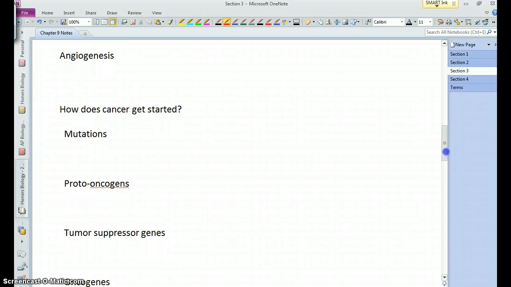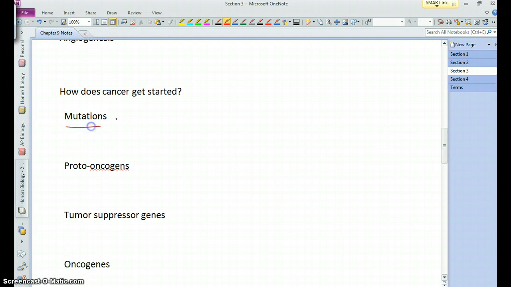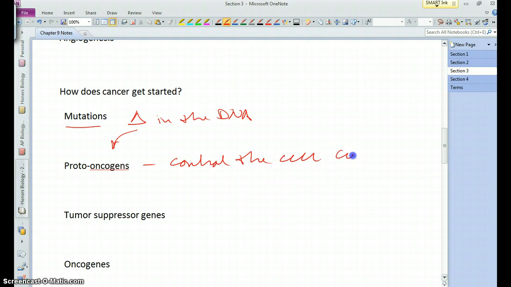Well, so cancers get started when you have a mutation or a change in the DNA of a particular cell, such that the DNA is no longer giving the proper instructions to that cell, you might say. And this is a particular problem when you get these changes in what are called proto-oncogenes. Proto-oncogenes are ones that control the cell cycle or cell division.